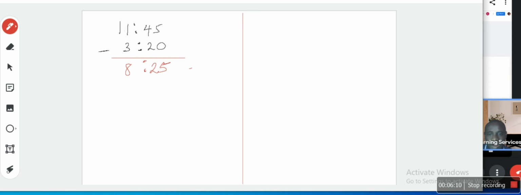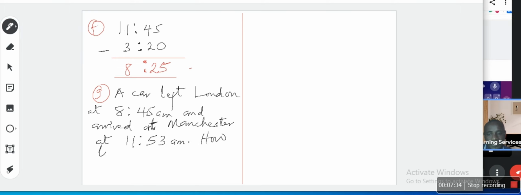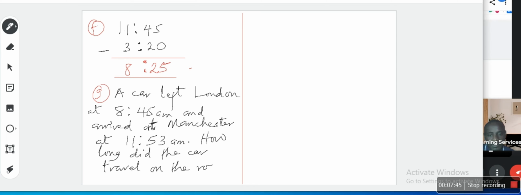So assuming you are asked, how long is it from 320 to 1145? Let me put it in a different way. I will call this one example F. Let's look at G. Read out the question. A car left London at 8:45 a.m. and arrived at Manchester at 11:53 a.m. How long did the car travel on the road? So how do you do that?